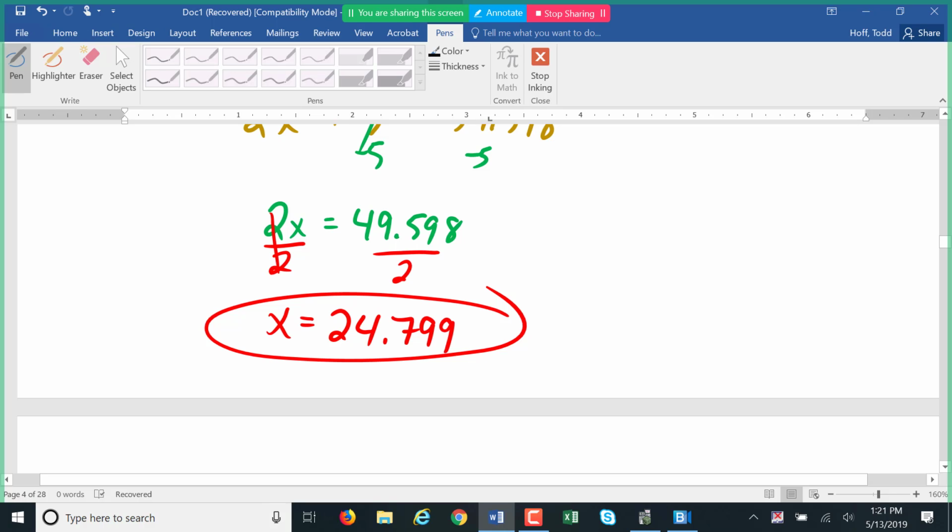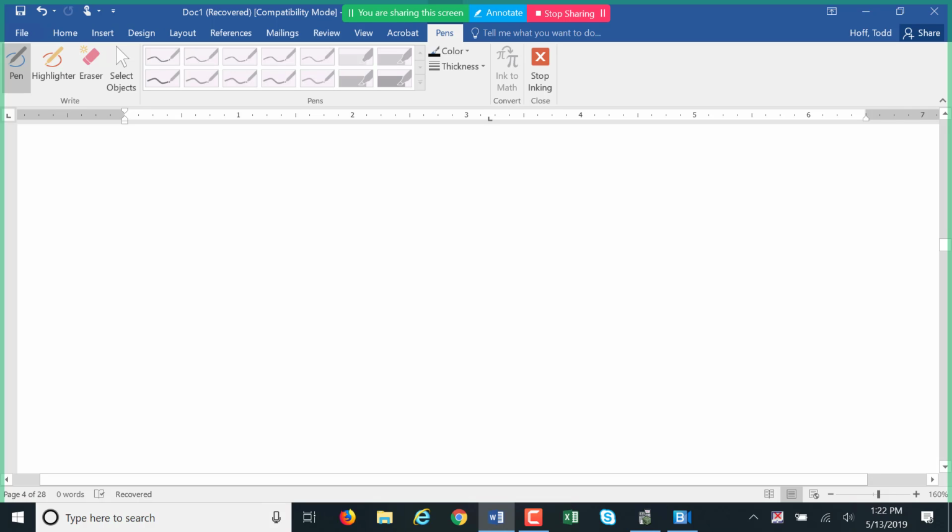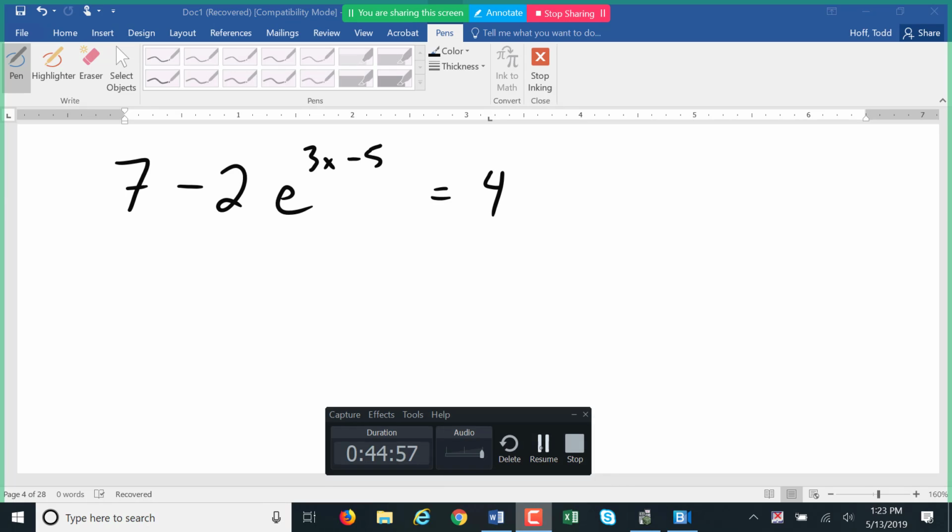Any questions there? On my ln key, there's an e to the x, and then there's another e. What's the difference? The other e is actually a scientific notation key. I'm going to have you try this one in your notes. I'll give you a minute or two.